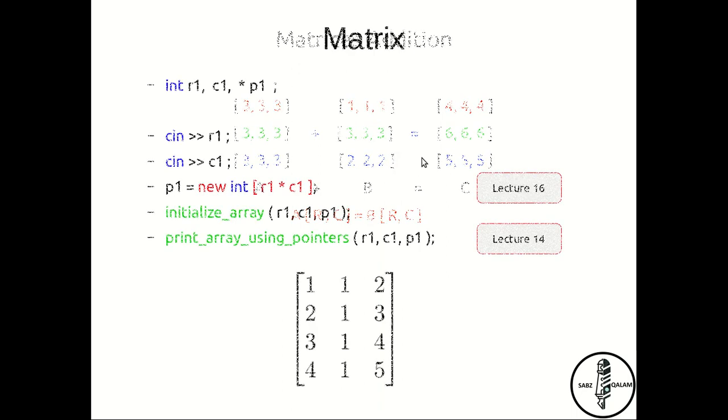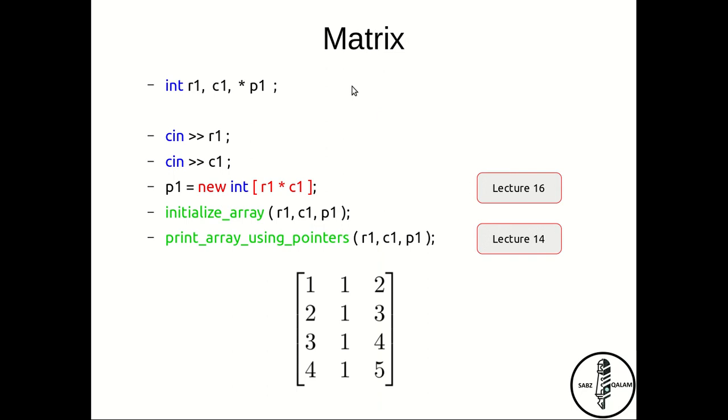So how do you initialize a matrix? Well, you need R1 and C1, which are the rows and the columns of a matrix. We are doing this using a pointer, right? So you just simply say new int R1 times C1. This actually allocates a space in the memory equal to the number of elements R1 times C1, where each element is 4 bytes because this is an integer. Then you initialize an array and you can print it.